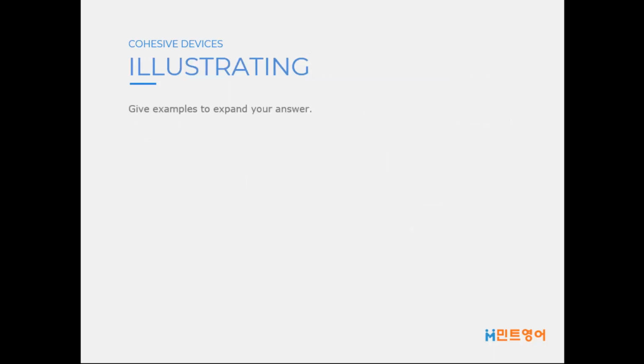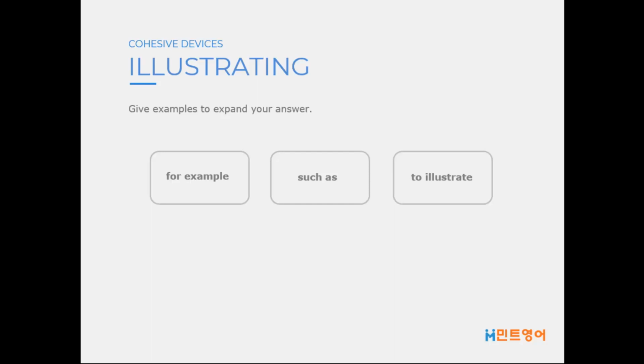It is always ideal to give examples during your talk, since this is also a way to expand your sentences. Especially in part 3, where you need to elaborate or justify your answer. When illustrating, phrases such as for example, such as, and to illustrate are used.